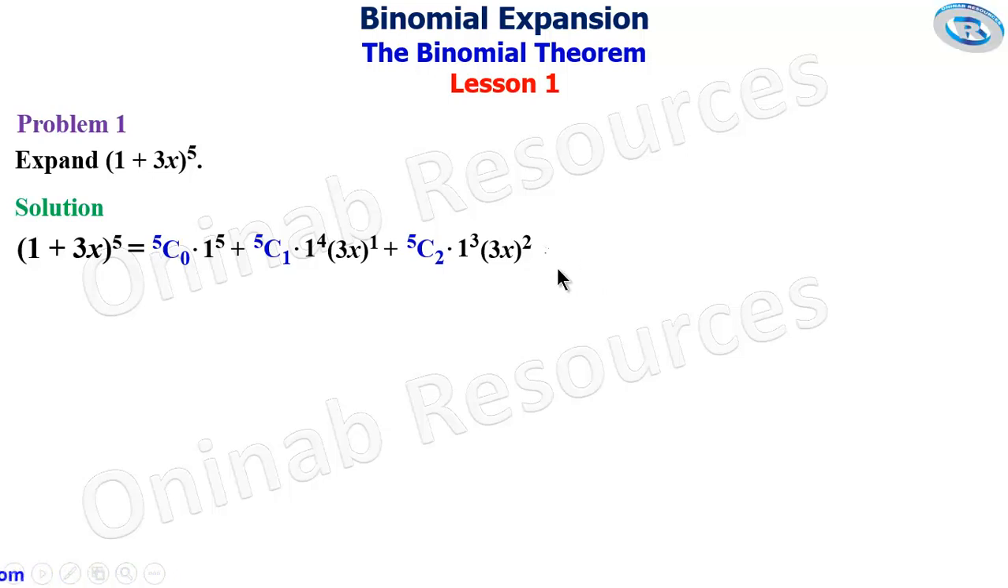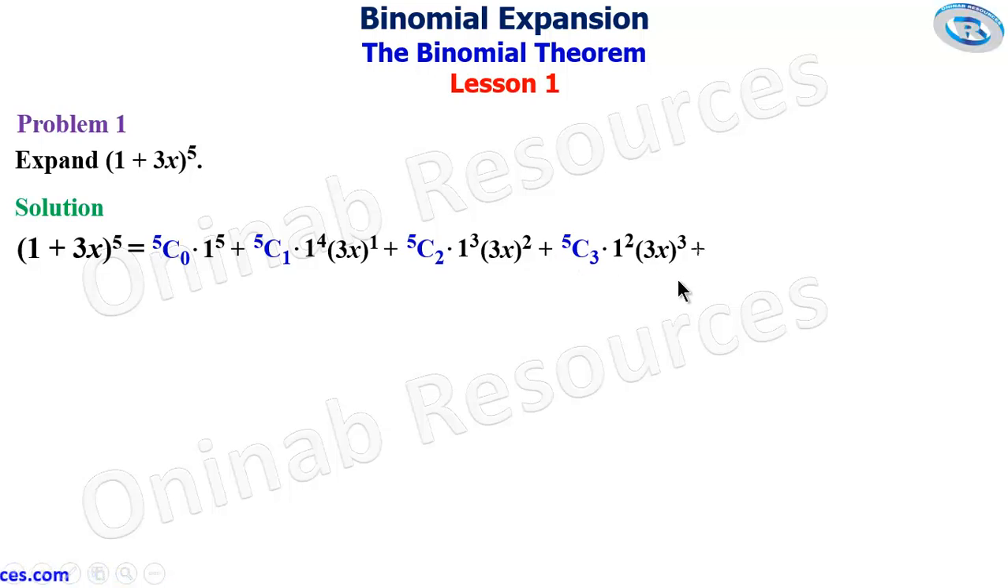Then we go to the next term. That's going to give us 5C3. Remember, it is going to be times 1 raised to power 2. Then we bring in the 3x, which is going to have power 3. So we have it as (3x)^3.